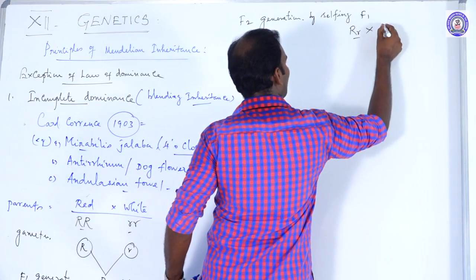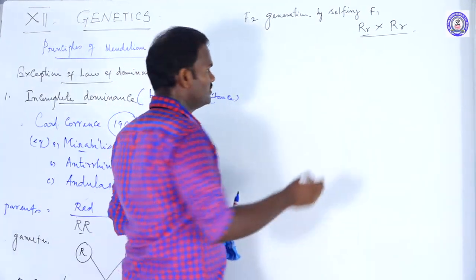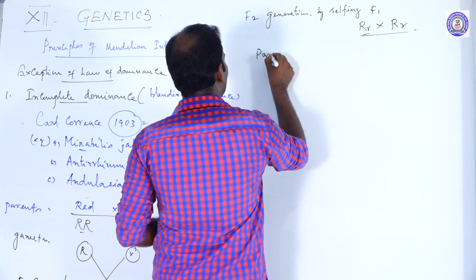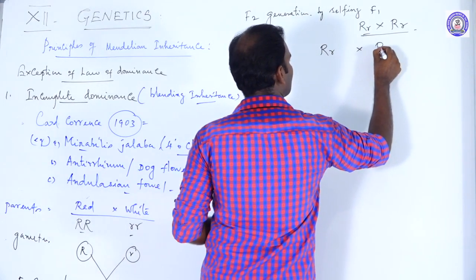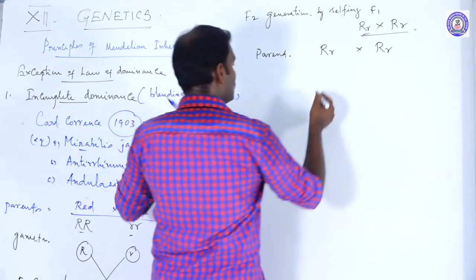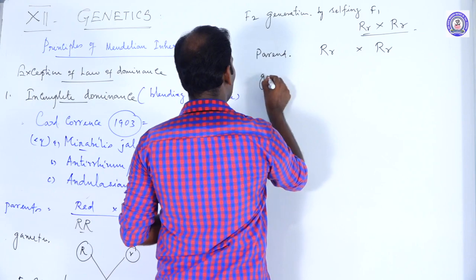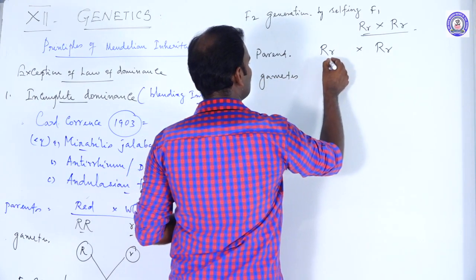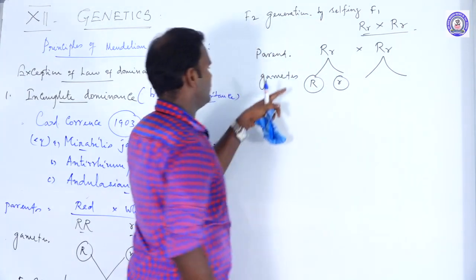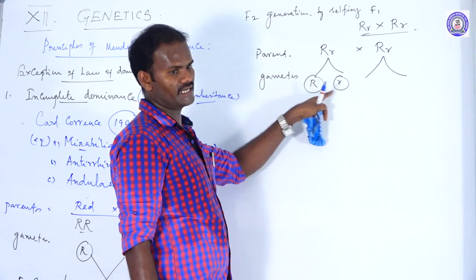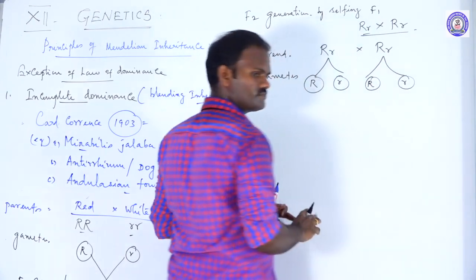Crossed with the F1, capital R, small r. So how to obtain the F2 generation? By selfing of F1. So these are the parents, capital R, small r crossed with capital R, small r. It is heterozygous, so two types of gametes are possible at the time of gamete formation: capital R and small r. This is the law of segregation. Among the two alleles, each allele gets segregated and enters into the gametes. Here also capital R, then small r.